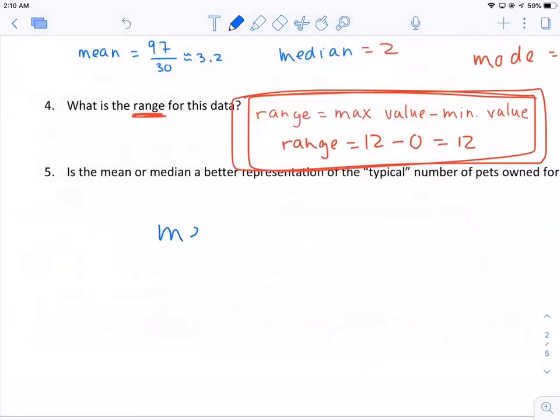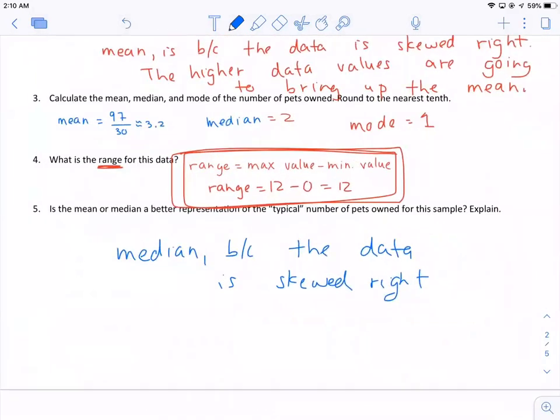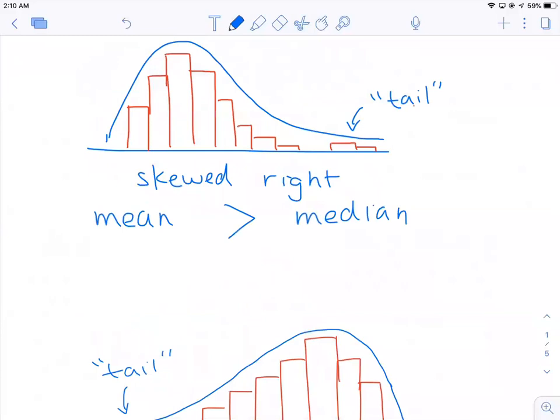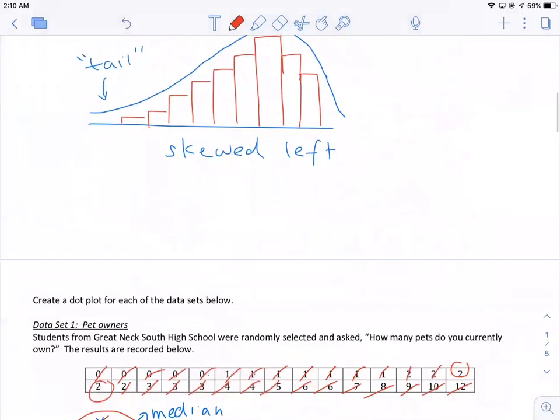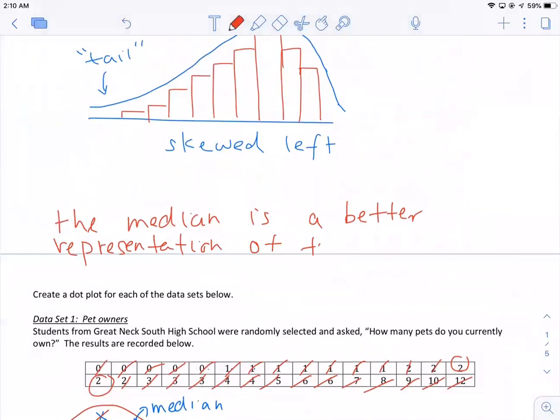So the median, because the data is skewed right. All right, so let's also add that to our notes here. For skewed right, let's say, well, actually just add it in general, right? So the median is a better representation of typical when data is skewed.